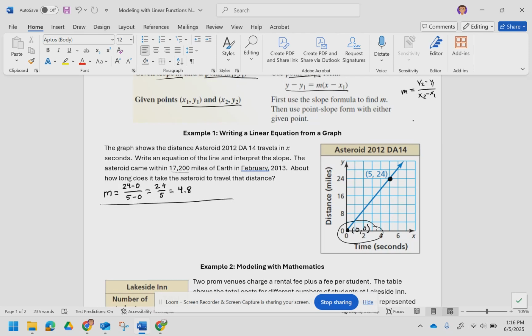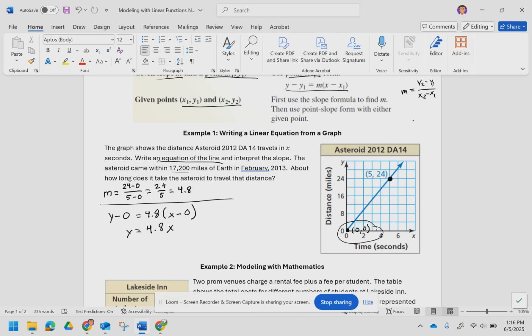So we're using the point 0, 0, so y minus y1, the y in that point was a 0, is equal to m, which we had the 4.8, times x minus x1, well, our x was a 0 in that point, and now we can simplify. All right, so I have my equation that models it.